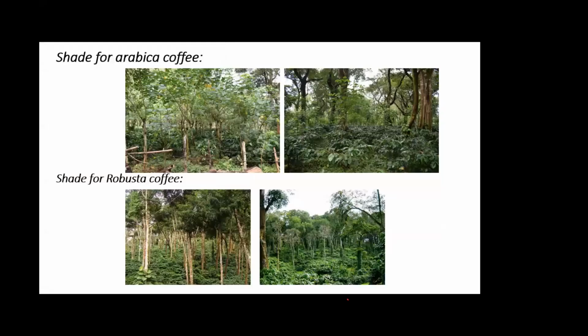So these are examples of the proper shade. Initially, you have to establish more number of dadaps here. Later on, you can thin out based on the requirement of the shades. Here also, this is also one of the examples. Initially, you have to plant more number of trees in case of robusta, and you can thin out accordingly, based on the nature of the shade trees you have grown.